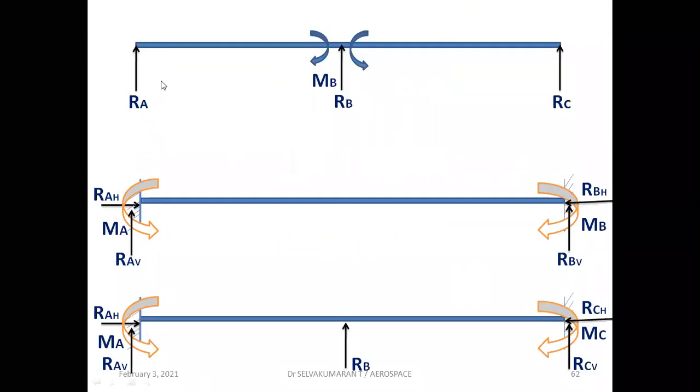So now you can see this is a continuous beam, a beam having more than 2 supports. We call it a continuous beam. So RA, RB, RC, 3 unknown support reactions and 1 support moment. So 3 plus 1, 4 unknowns.